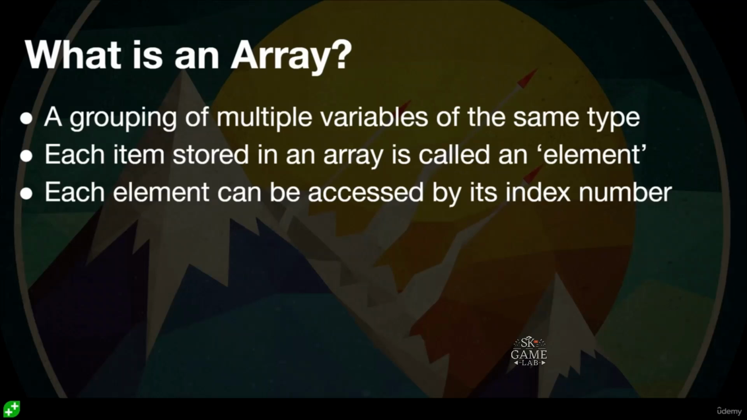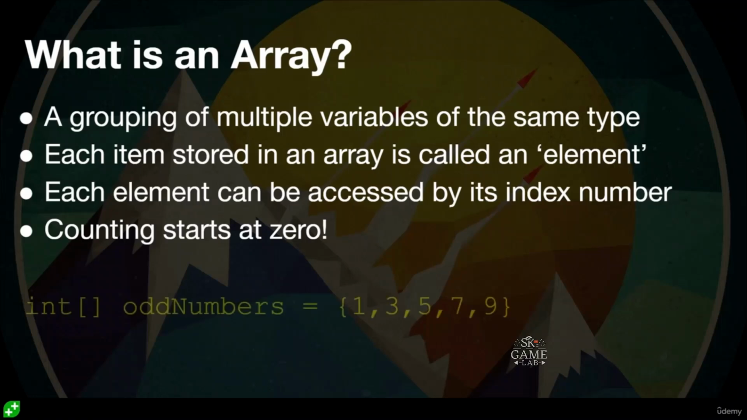Now, one thing to note about arrays, and a lot of things in computers in fact, is that counting starts at 0. So the first element in an array is element 0. And this is initially quite confusing if you're not used to this 0 indexing that computers use. But with a little bit of time and a little bit of practice, this will soon become second nature to you. So let's look at an example of what an array might look like.